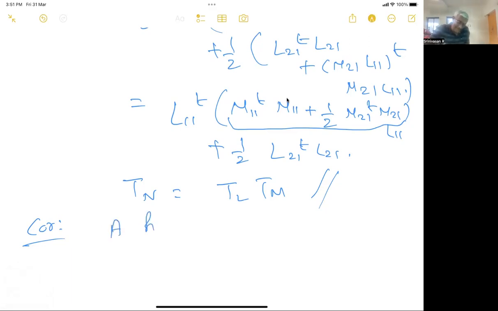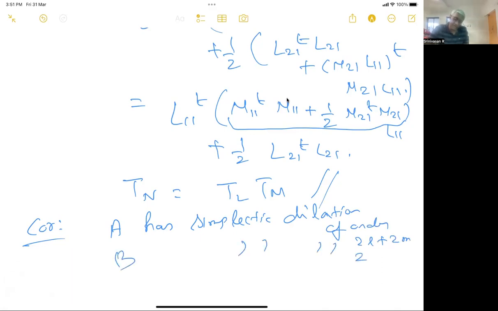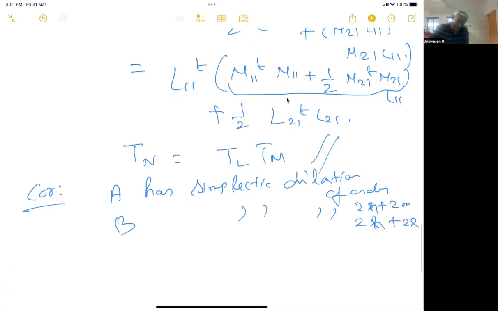If A has a symplectic dilation, it's about matrices, okay? A has a symplectic dilation of order 2L plus 2n, and B has a symplectic dilation of order 2n plus 2L. Then AB has a symplectic dilation of order 2n plus 2m plus 2L. It's clear from whatever we have produced with that proof. AB is just the product of A and B.